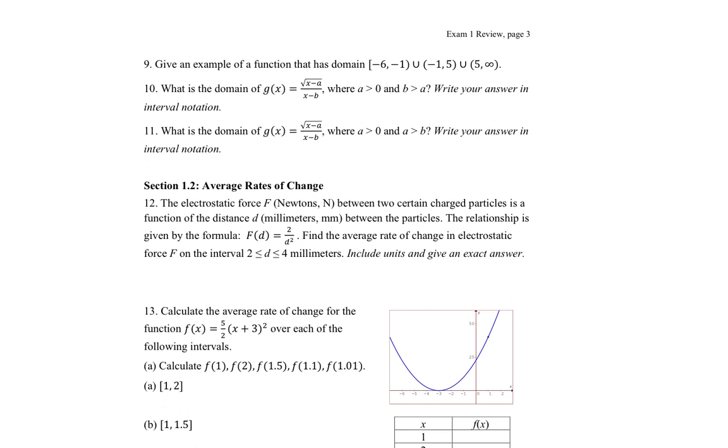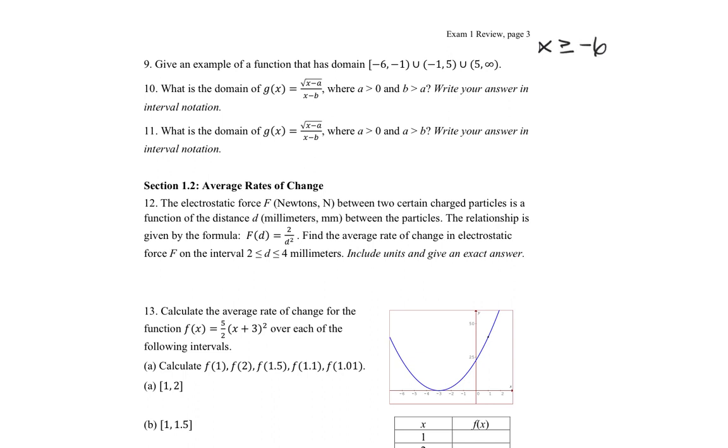Okay, so for number 9, to find a function that has a domain that is given to us. If we look at the leftmost part of the domain right here, we have a -6, and we see that x has to be greater than or equal to -6. So if we write this out, that's going to be x has to be greater than or equal to -6.